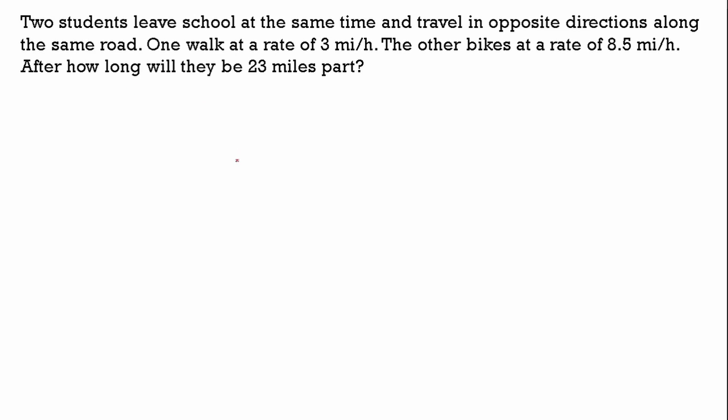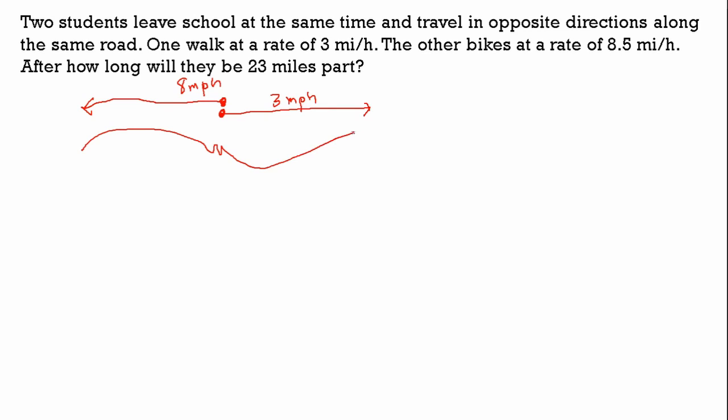So I like to draw diagrams to solve these. We have this one student. He's walking this way at 3 miles per hour. This student leaves at the same point, and they're heading in the opposite direction, albeit at a rate of 8 miles per hour. The question is, how long will it take them to be 23 miles apart?